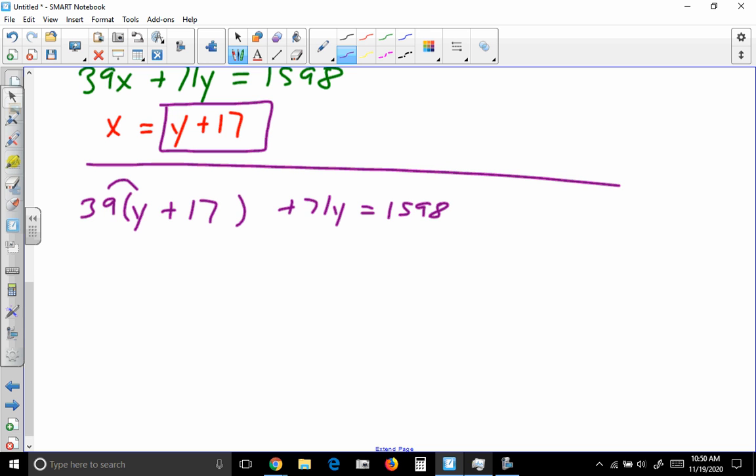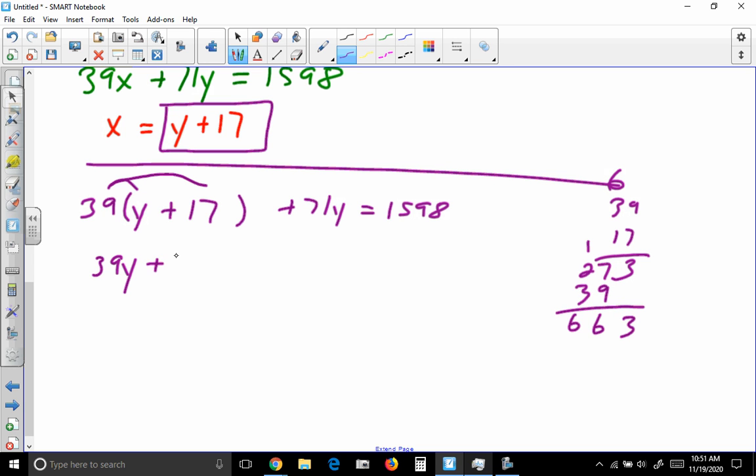So if we distribute, we have 39y. Let's see, 39 times 17. 9 times 7 is 63. 7 times 3 is 21, so 27. 1 times 9, 1 times 3. So we get 663 plus 71y.